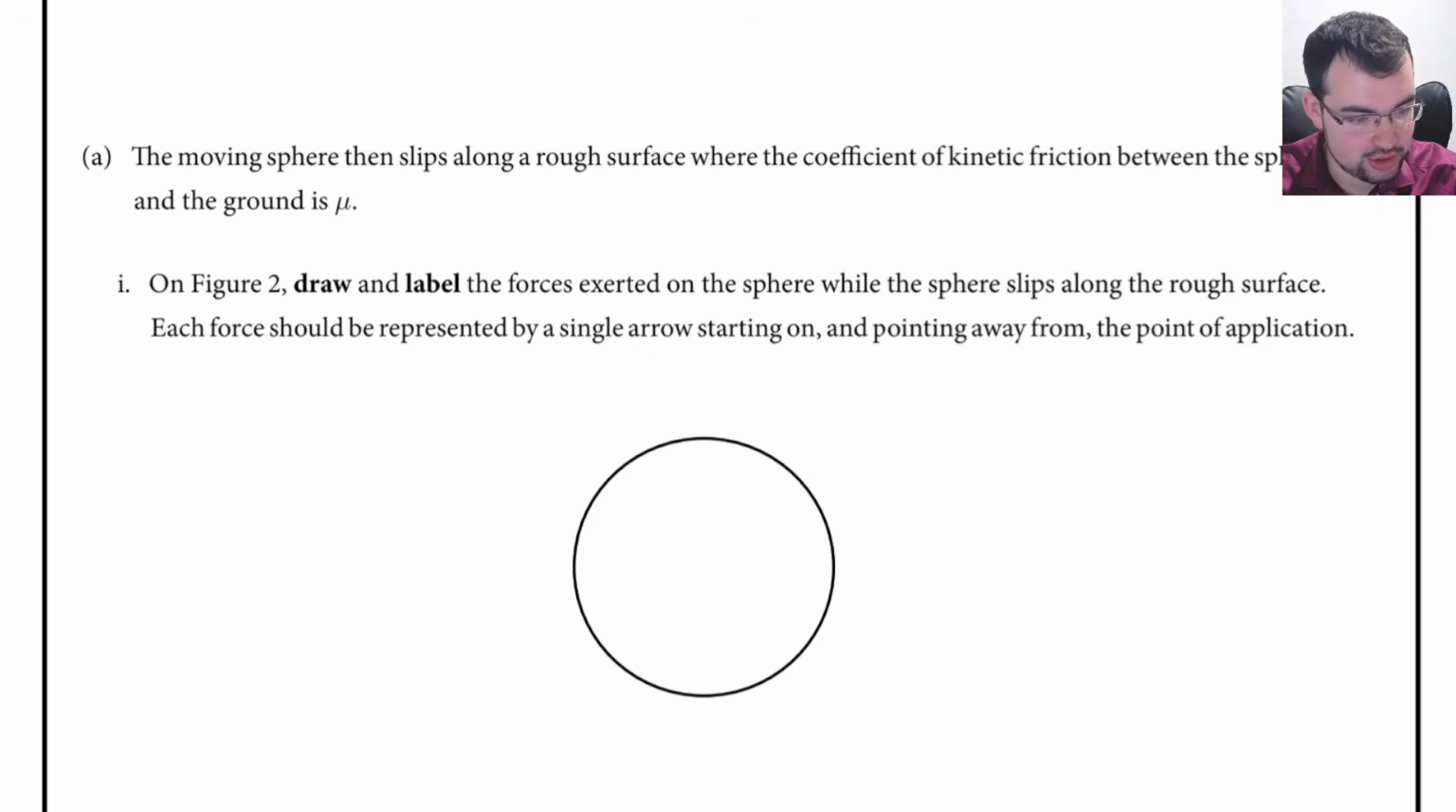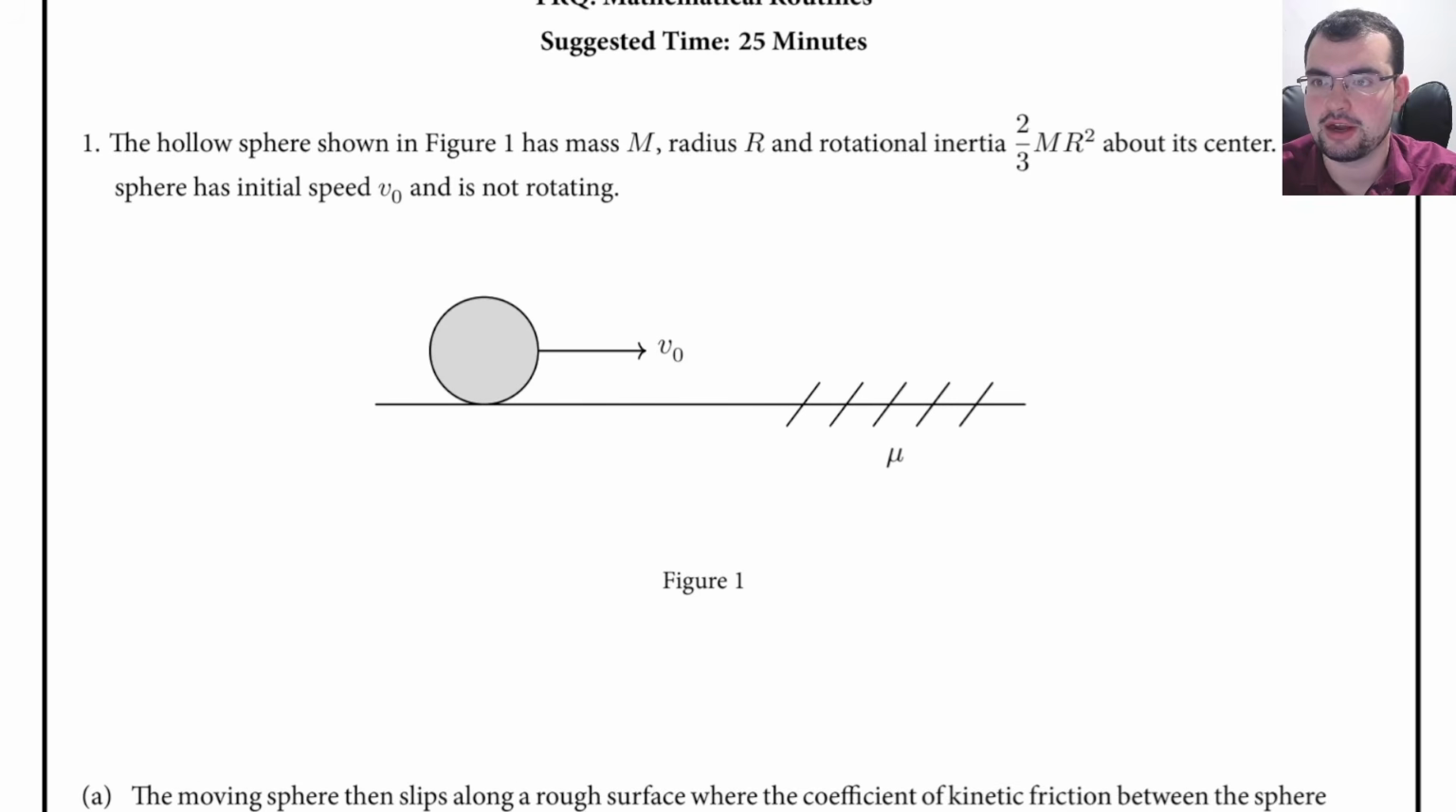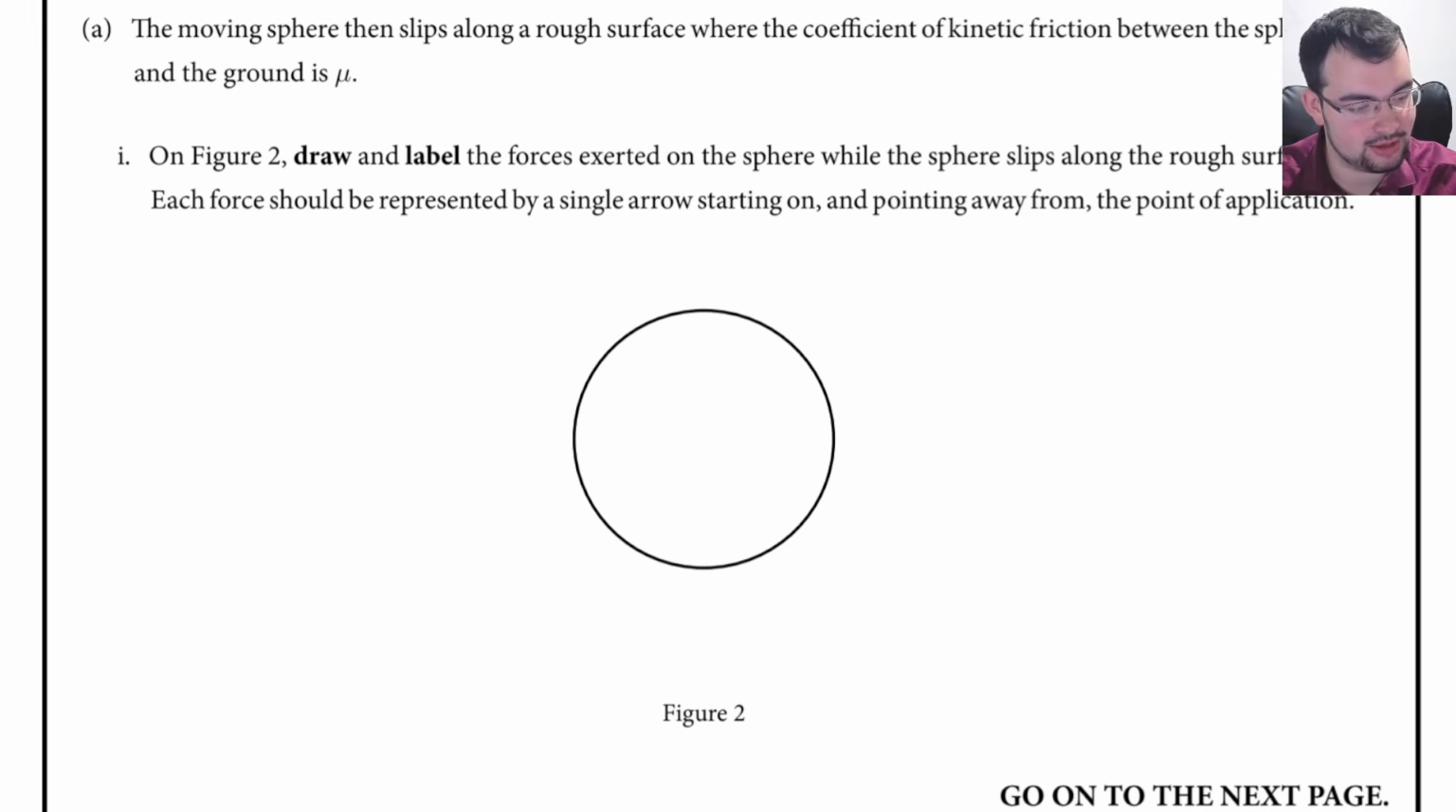All right, so we want to draw and label the forces exerted on the sphere while the sphere slips along the rough surface. So we're just drawing our forces. There's not too many points here, right? It's just 2 points for this diagram. So we can't really break the bank with anything.